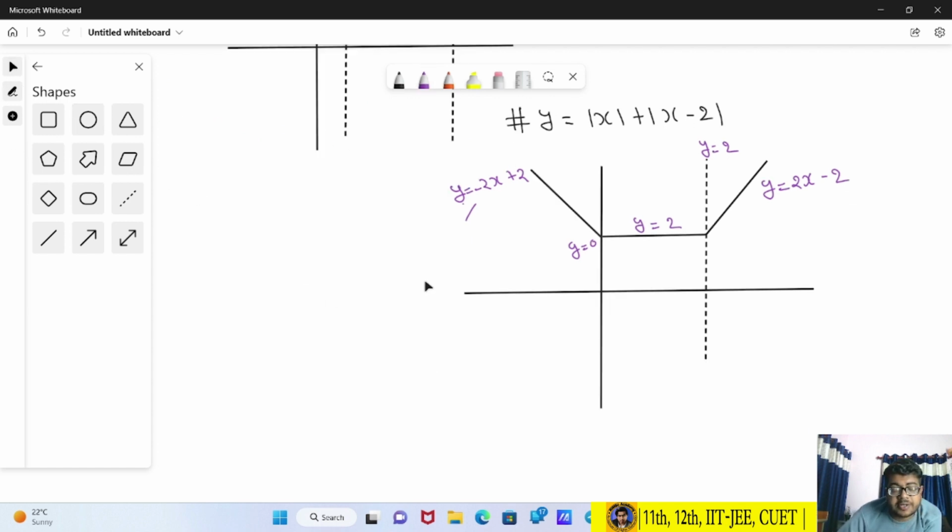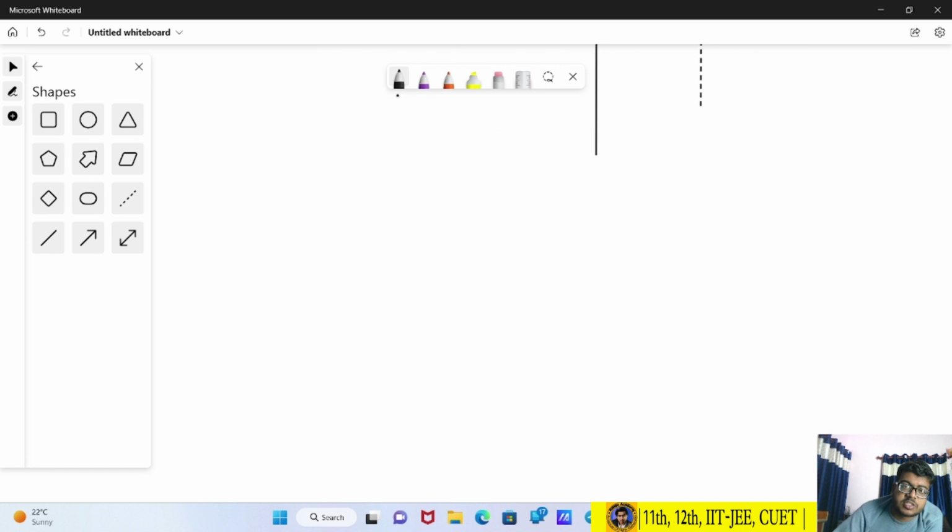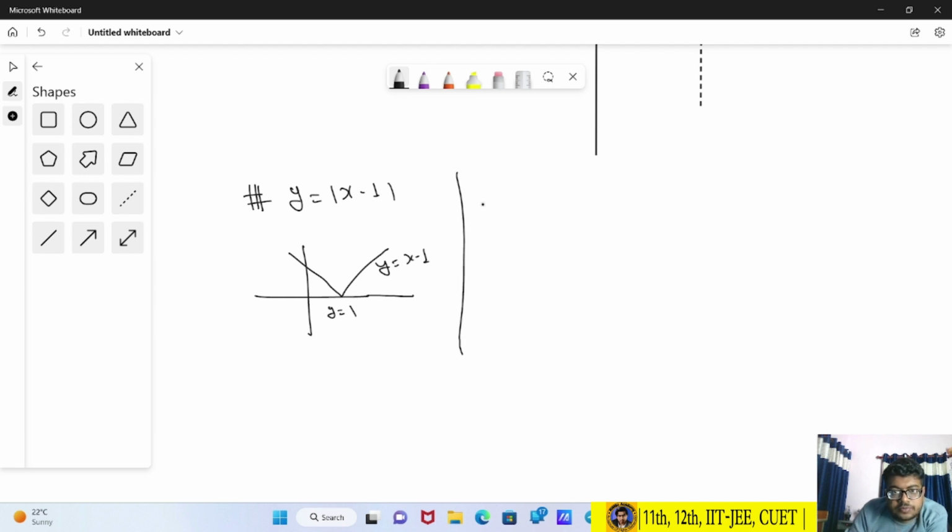Now we take the sum of 3 modulus function graphs. So here we saw a few graphs like y is equal to mod of x minus 1. So how is this graph? It becomes roughly like this. This one has a turning point, y is equal to 1, so this is y equal to x minus 1. Now y is equal to mod of x minus 1 plus mod of x minus 3, so this is the graph like this.